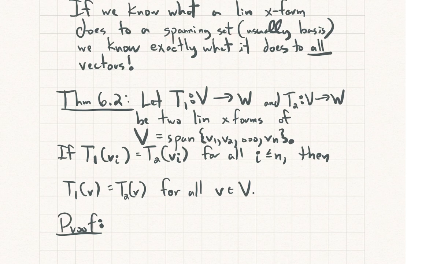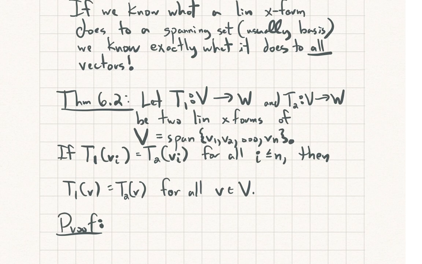And the whole idea is, if we have two linear transformations, we'll call them T1 and T2, and they agree on every vector in a spanning set, you can think basis if you like. So T1 of Vi equals T2 of Vi for every vector in your set. That means that T1 of any vector is the same thing as T2 of that vector. So they agree on every vector. If they agree on a spanning set, then they agree on every vector.